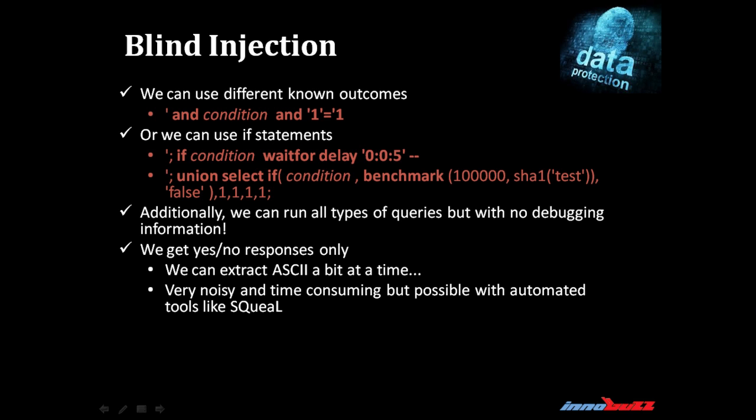Additionally, we can run the same types of queries as in normal injection but with no debugging information. This gets complicated fast. With the Boolean responses, we can extract text information by converting it into ASCII and then converting the ASCII to binary and then getting one bit at a time. This can be very time consuming and above all notorious because of its noisiness. It has been automated in tools like SQLmap that allow complete database structures and their contents to be transferred bit by bit.